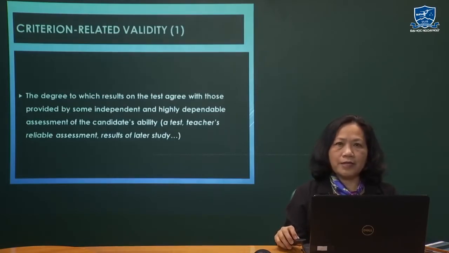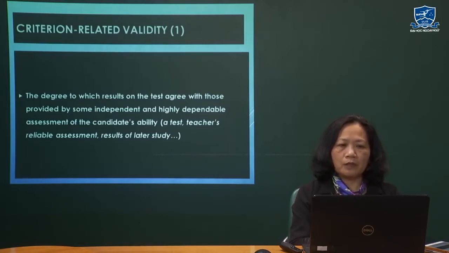And now we move on to the next form of test validity, which is criterion-related validity. So what is it? We can say that it is the degree to which results on a test agree with those provided by some independent and highly dependable assessment of the candidate's ability. For example, another test or the teacher's assessment; of course, the assessment must be reliable and dependable. Or we can compare the result of the test with the results of the later study of the test takers.